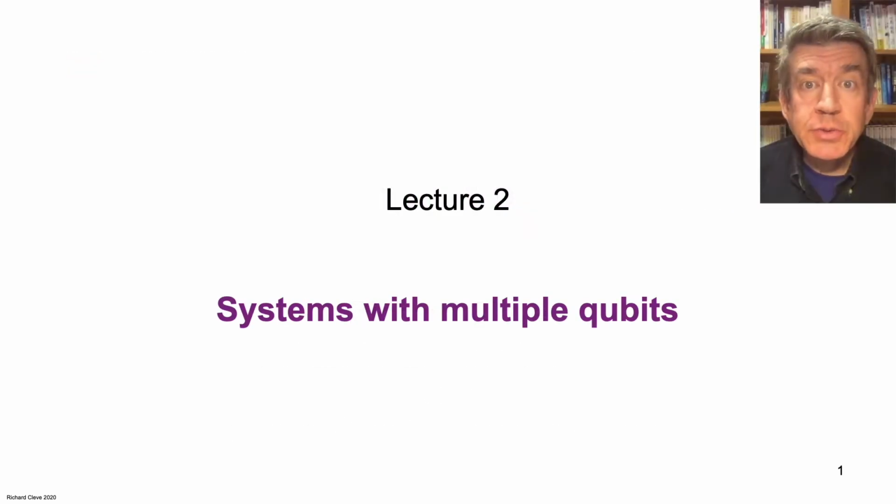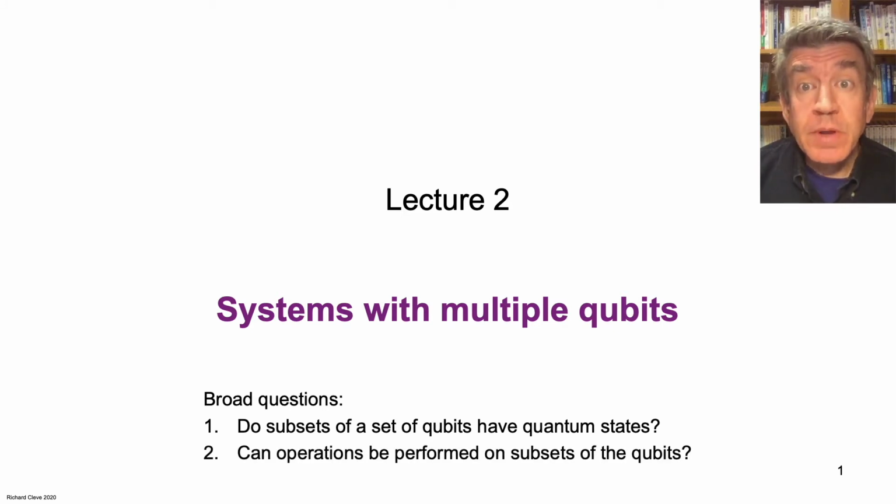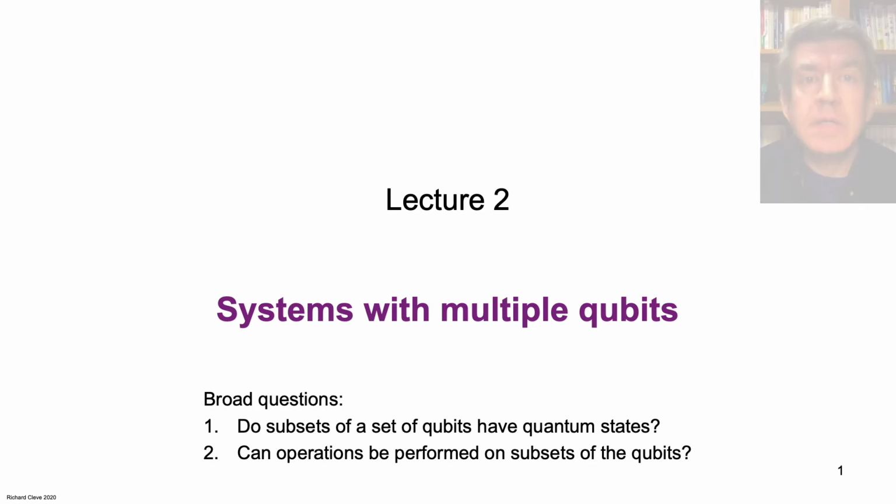Welcome to Lecture 2. In this lecture, we are going to see how systems involving multiple qubits work. Some broad questions that will arise are, do subsets of qubits have quantum states? And can operations be performed on subsets of qubits? Up until now, we have considered systems of a single qubit. Let's consider the case of multiple qubits.